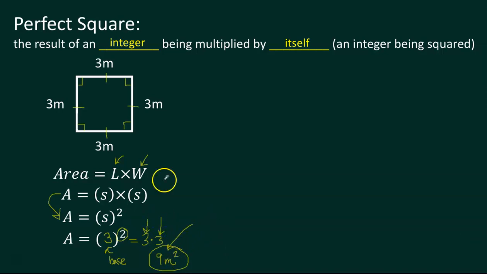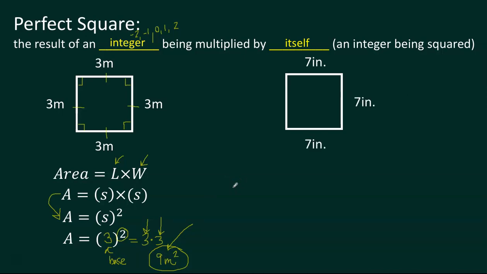to get this 9. Remember, an integer includes numbers like 1, 2, 3. It also includes 0. It also includes negative numbers like -1, -2, -3, -4, etc. It doesn't include decimals and fractions. So an integer being multiplied by itself will give you a result of 9 in this case, which is a perfect square. Example 2. The side lengths in this square are 7 inches.